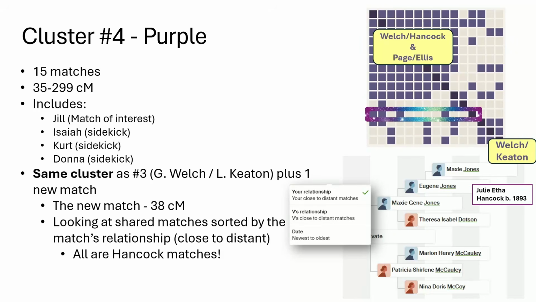Looking into the tree further, I found that Eugene Jones in the tree of this match had a mother named Julie Etha Hancock, born in 1893. When I looked into her tree, I found that she was in the exact same location that Minerva Hancock lived in, and her parents were uncertain, kind of unknown. When I was building Vera's tree, I noticed that there were potential parents for Minerva Hancock in the 1860 census, which might be Richard Hancock and his wife Emily, but there's no direct evidence yet. So there were multiple most recent common ancestors within this cluster.